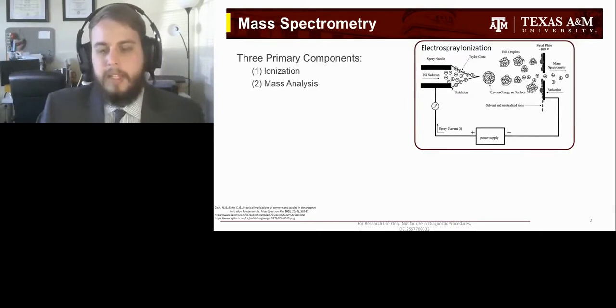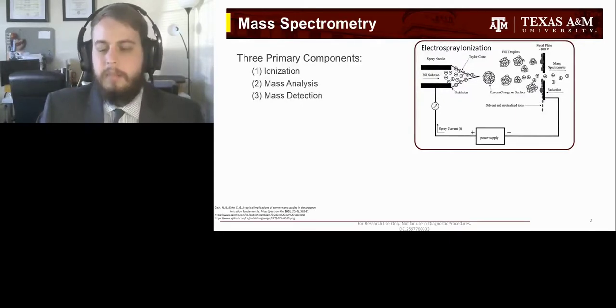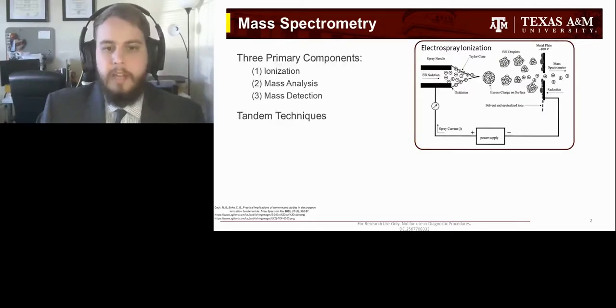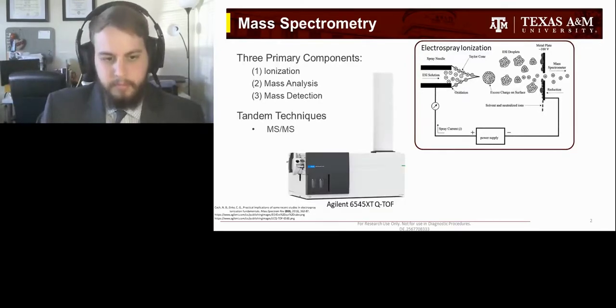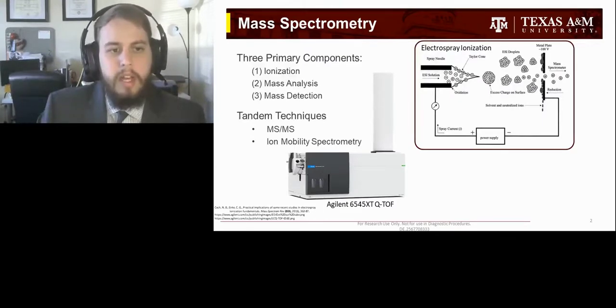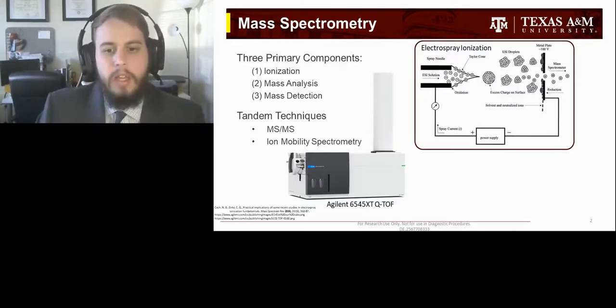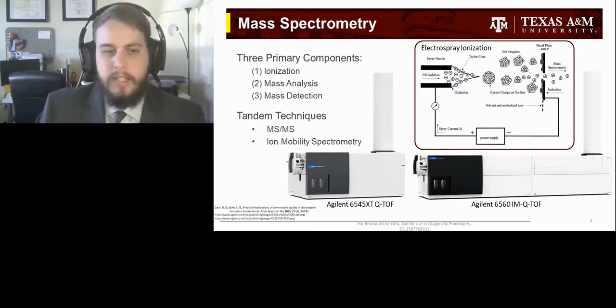The second component is a mass analyzer for mass analysis. In our lab, that primarily consists of quadrupoles, time of flight mass analyzers, as well as Orbitraps. And then after mass analysis, we obviously need mass detection. Now, some tandem techniques that we can combine with mass spectrometry include tandem mass spectrometry, where for the Agilent instruments, we use the Agilent 6545 XT Q-TOF mass spectrometer. But we can also hyphenate mass spectrometry with ion mobility spectrometry, which I'll get into a bit later in the talk. And for that, we've been using the Agilent 6560 ion mobility Q-TOF mass spectrometer.